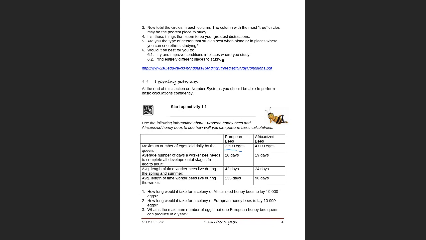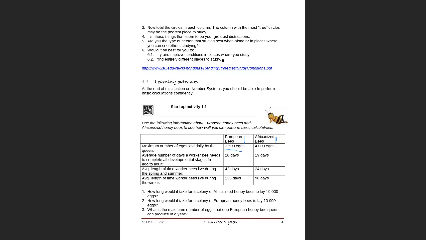Now, the first question is that we have European bees. It's a table. The second column talks about European bees, and the third column talks about Africanized bees. The first row talks about the maximum number of eggs laid daily by the queen. The queen is obviously the female bee, because it's the female bee that is going to lay eggs. So here the European bee can lay 2,500 eggs, and the Africanized bee can lay 4,000 eggs.